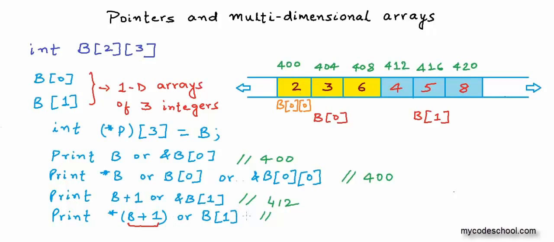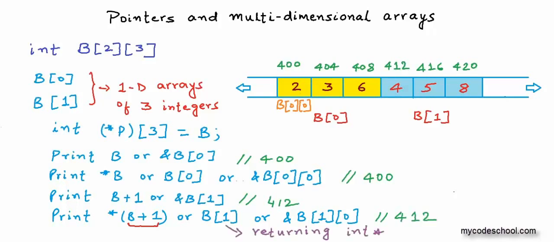Now printing b1 means using the name of this one-dimensional array b1, which returns us the pointer to the first integer in b1. So asterisk of b plus 1 is basically a pointer to this integer at address 412. Once again, this output will be 412. All these expressions, asterisk of b plus 1, or b1, or ampersand b1 0, are returning us a pointer to an integer.